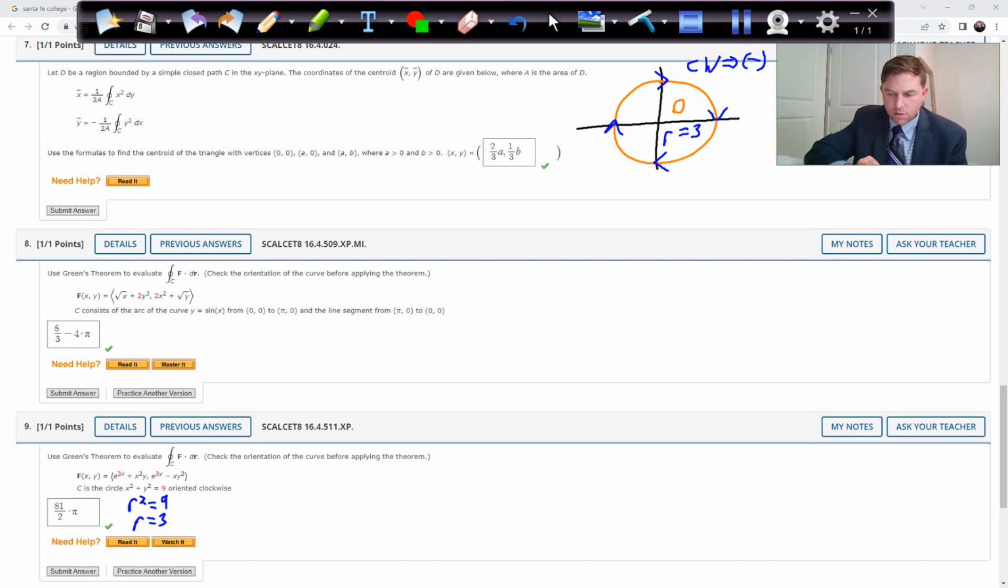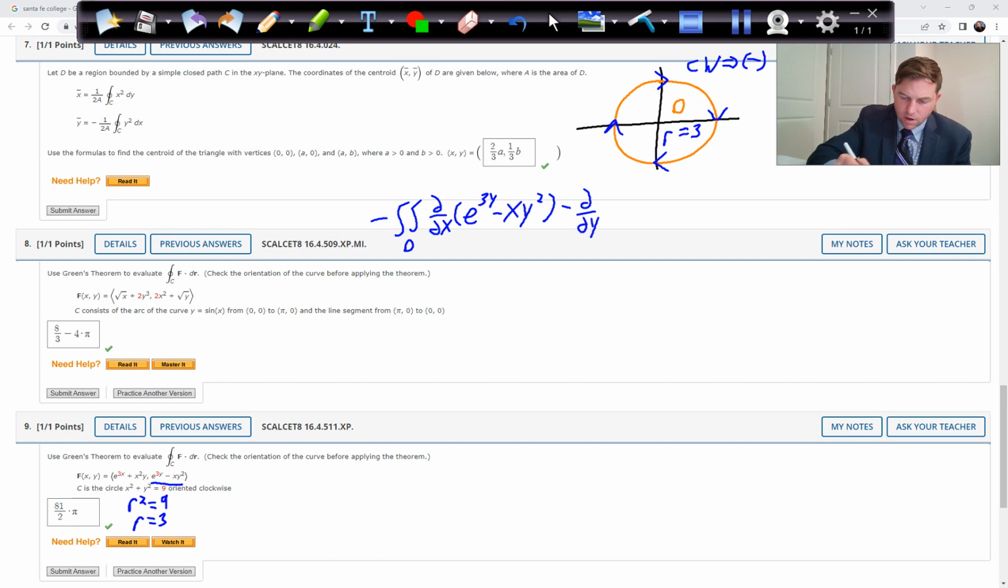So we can jump right into our double integral. We would have minus double integral over region D of the partial with respect to x of the y term, which is e to the 3y minus xy squared, minus the partial derivative with respect to y of the x term, which is e to the 3x plus x squared y. And we're going to do dA.